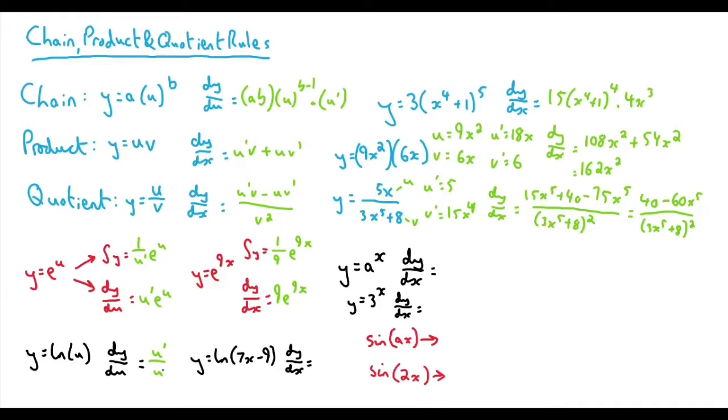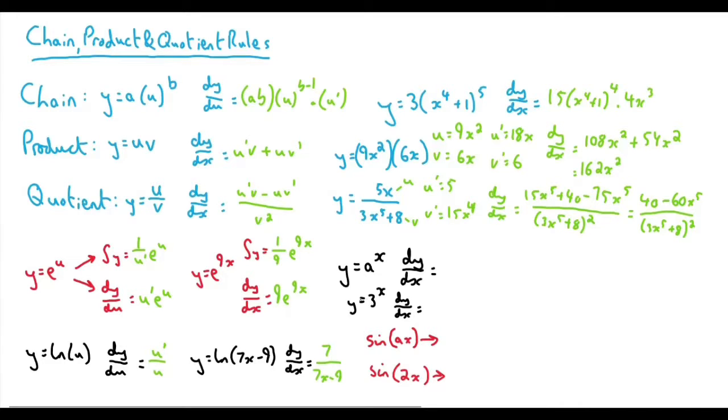If it had been, well, let's just see here, ln 7x minus 9, the differential of that, 7x minus 9 differentiated, is going to be 7. So it'd be 7 over 7x minus 9.